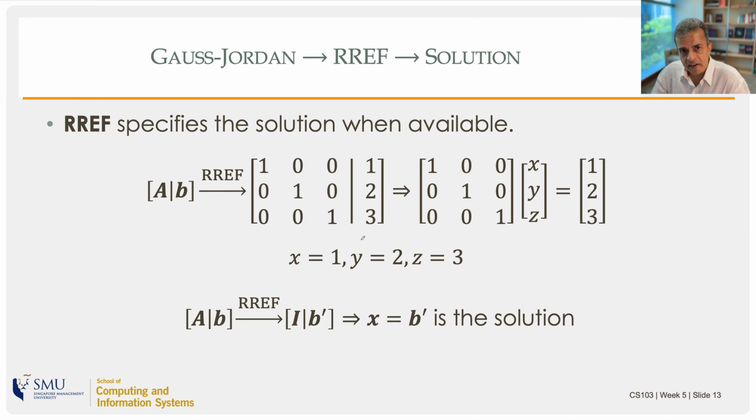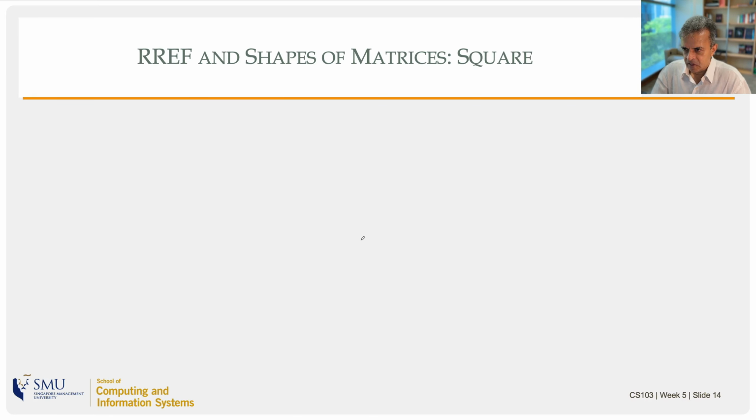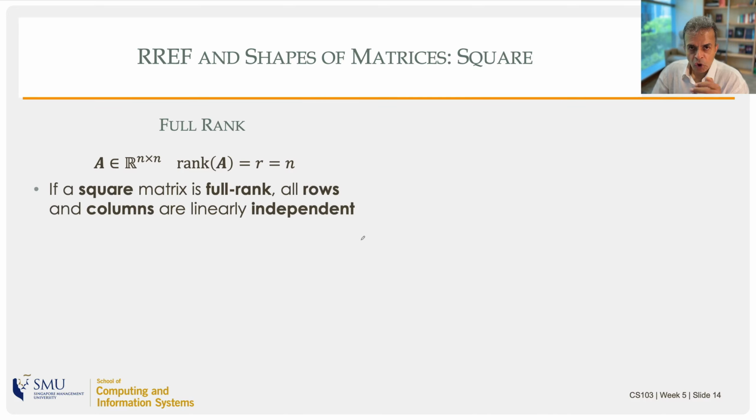If you cannot get I, then we have to look at it more carefully. So let's take a look at what kind of RREF you can get for different shapes of matrices: square, tall, and wide. If a matrix is square and has full rank, that means the rank is the same as the number of columns or rows, then all rows have pivots.